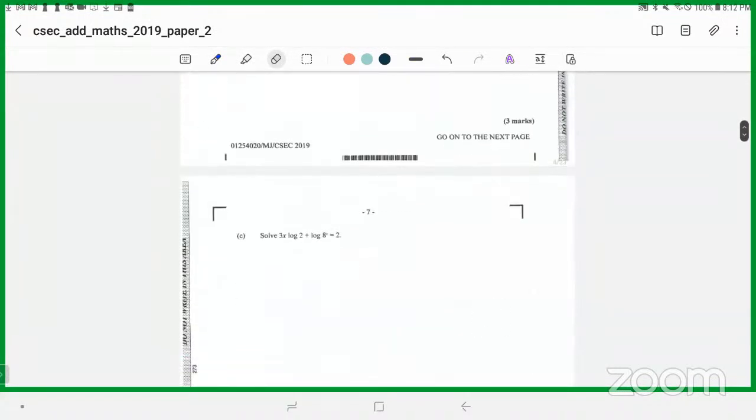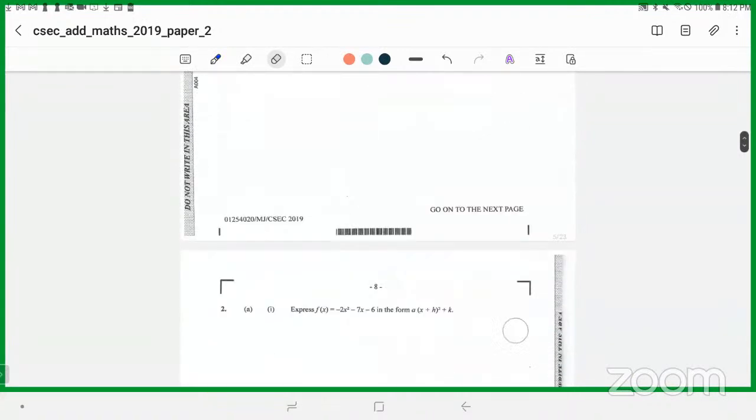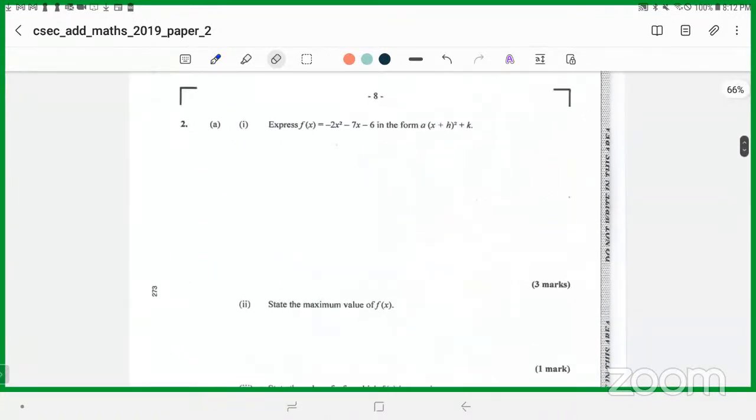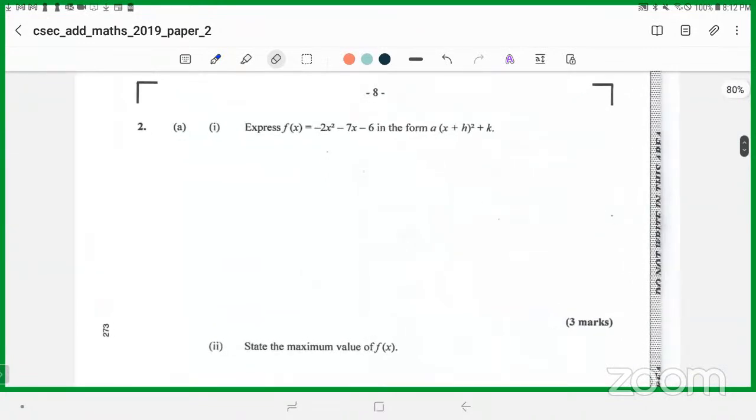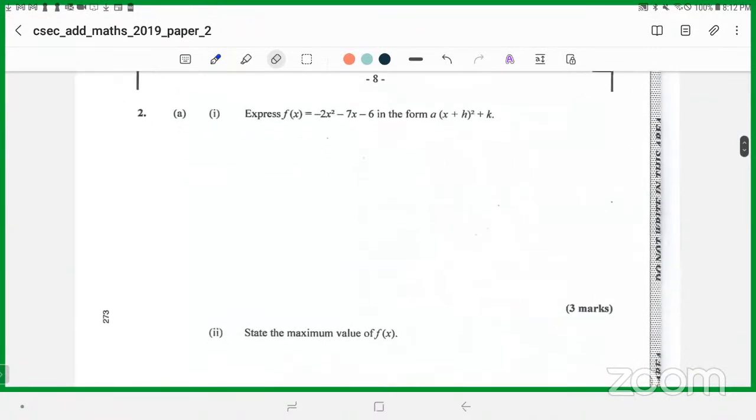That's a function. That's logs. But this is really the quadratic on the paper. So let's do it right here. This is really the quadratic on the paper. So again, I want to complete the square. Let's do it. More maths equals better maths. So let's do it again.